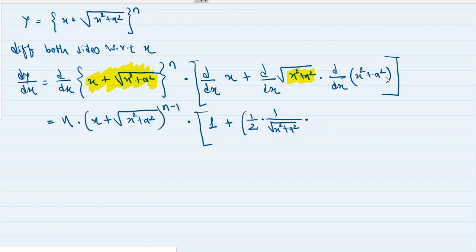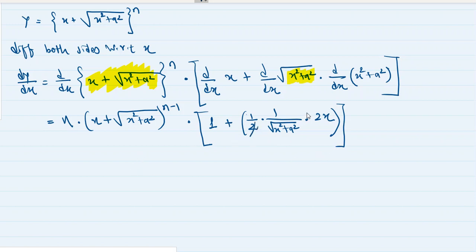multiplied by d by dx of x square plus a square, which is d by dx of x square plus d by dx of a square. So what is d by dx of x square? It is 2x plus d by dx of a square is 0 because a is a constant. We consider it as a constant, so we don't write anything over here, plus 0, nothing. So this will be just 2x and the bracket will be closed over here. This big bracket will be closed over here.